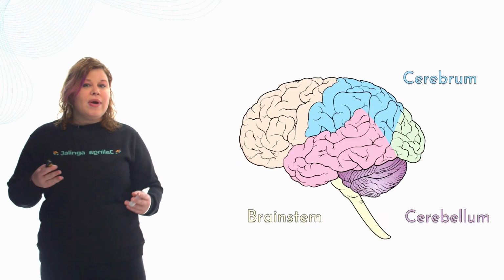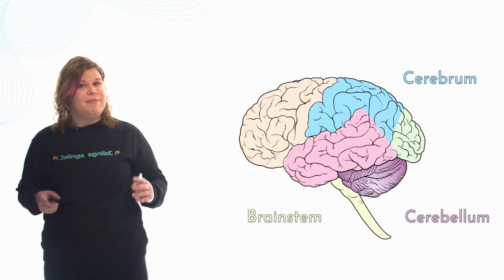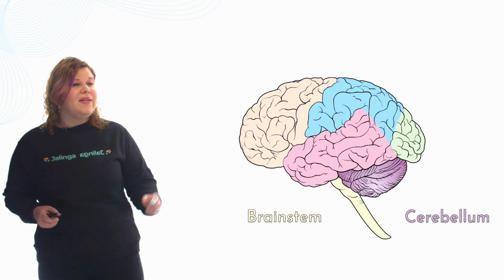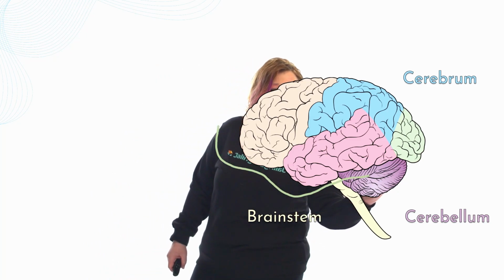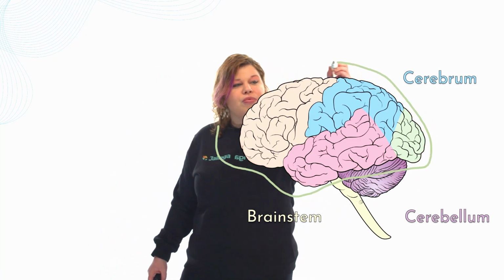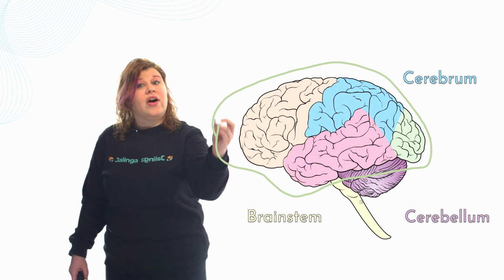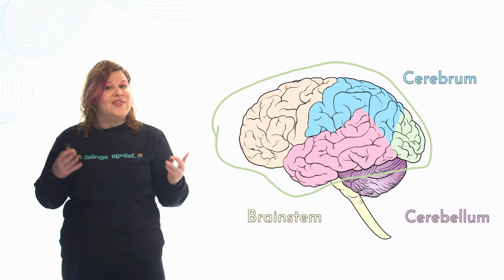You can think of the brain as being divided into three main parts. The first of those being the cerebrum. This is the largest part of the brain and probably what you think of whenever you envision what a brain is. And this is where all of our conscious thoughts and actions originate.